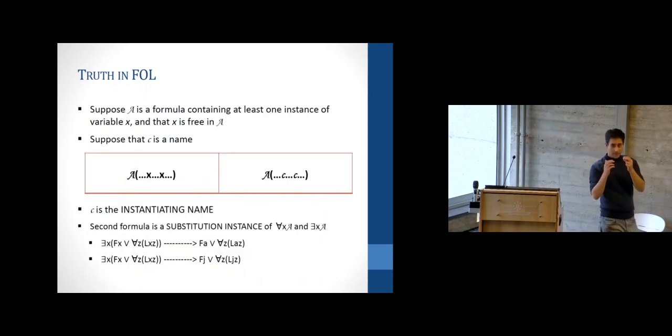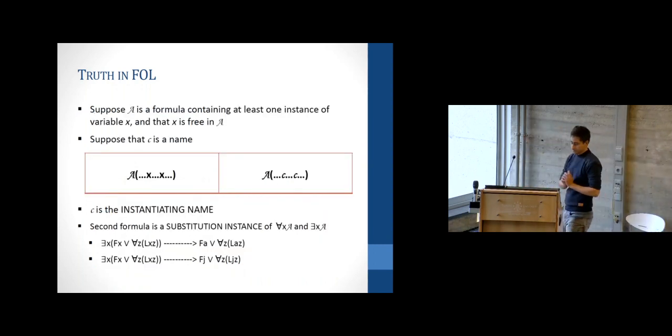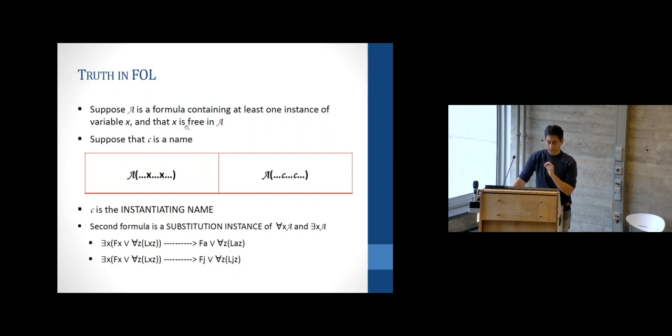Now, how do we give an exact definition for this? Let's say we have A as a formula containing at least one instance of variable x, and that x is free in A, and C is a name. We call C here the instantiating name of the variable, right? So what we do is we basically replace every instance of the variable x with the name C, so we instantiated the variable. And we call this formula the substitution instance.